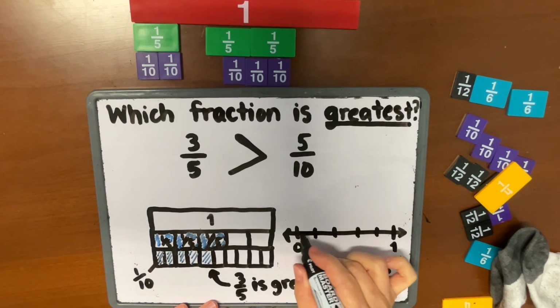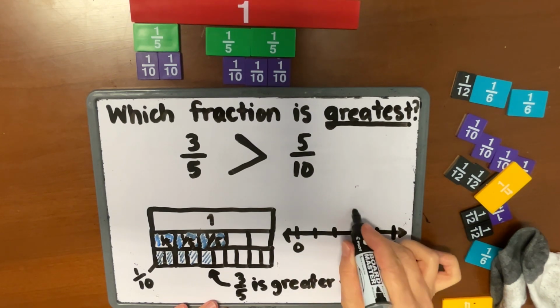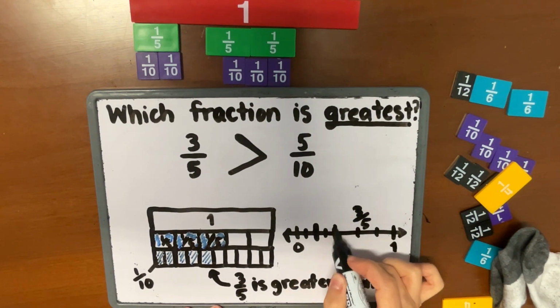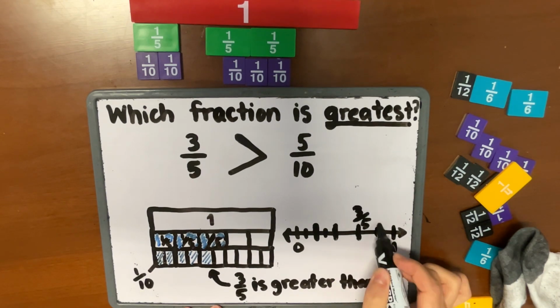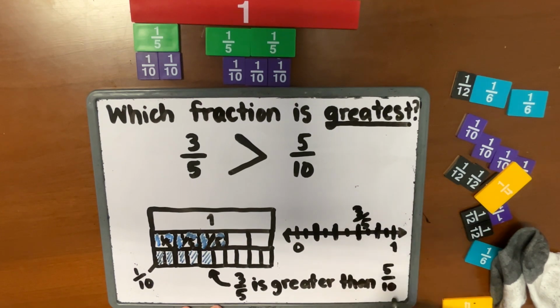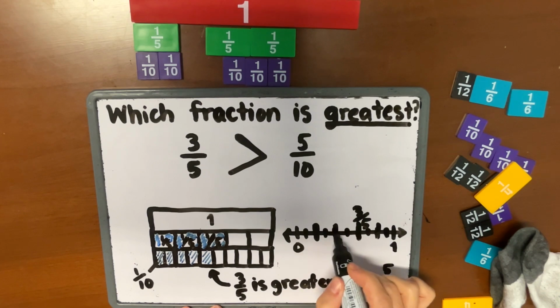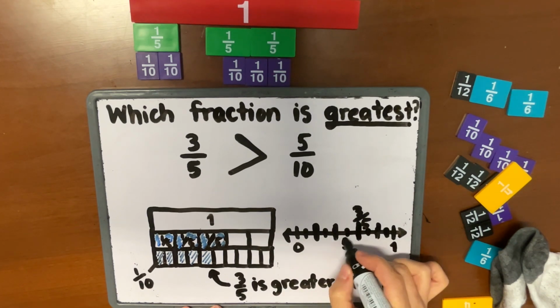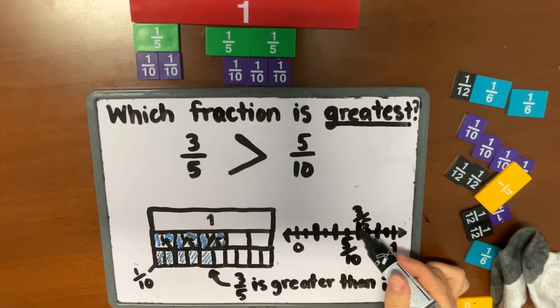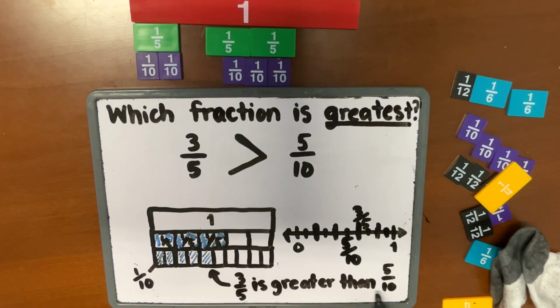So I might label the top, this is 1, 2, 3/5. And then I'm ready to do my tenths. Maybe I'll even make my fifths bigger to kind of show the fifths. And then I'll do my tenths. And so this is 3/5 and tenths, 1, 2, 3, 4, 5 tenths is here. So I can see that 5 tenths is less than 3/5 and 3/5 is greater than 5 tenths.